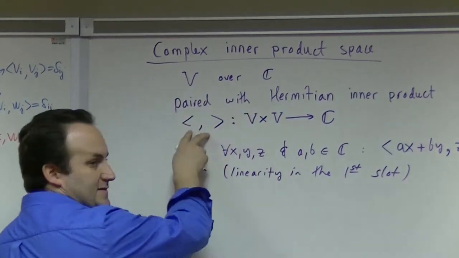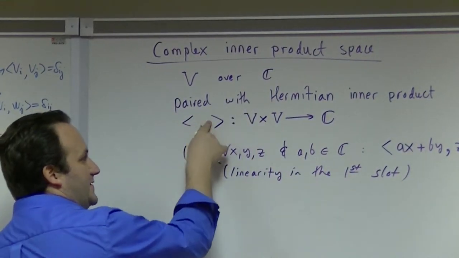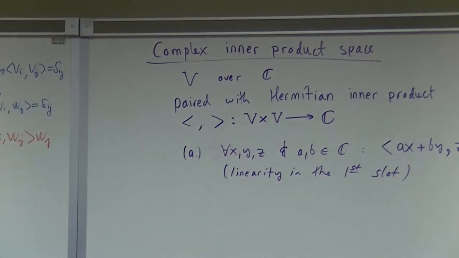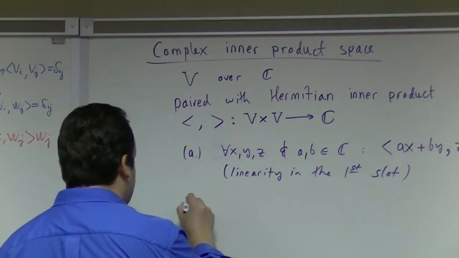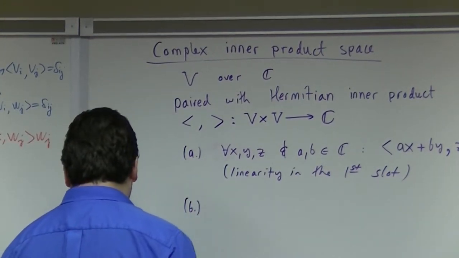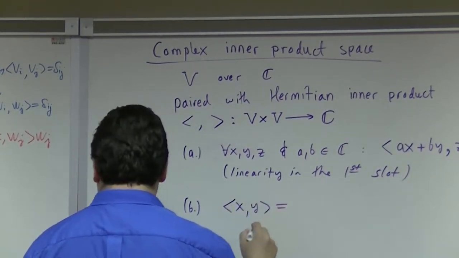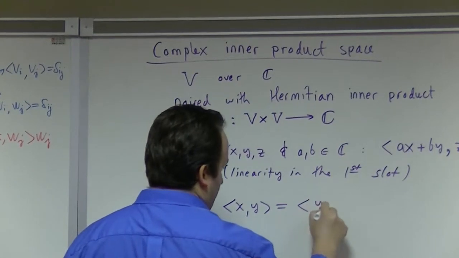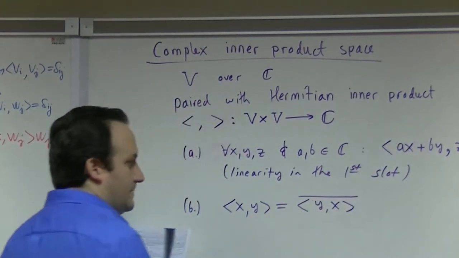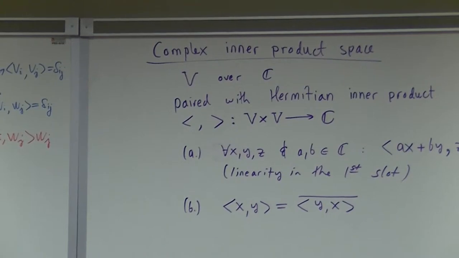There are two slots in this inner product, the first slot and the second slot. I just said it's linear in the first slot. It's nice to have language for that. B is the surprising thing. Here's what B is: the inner product of x, y is equal to the conjugate of the inner product of y, x. In the real case, there's no conjugation there. It's just that xy is equal to yx, like the dot product is commutative. It's symmetric.